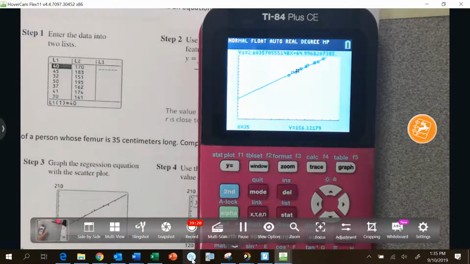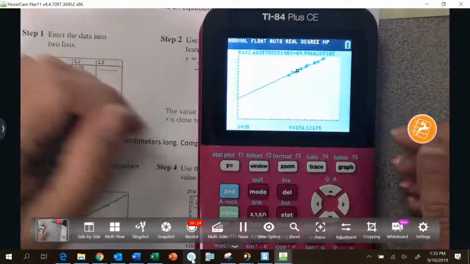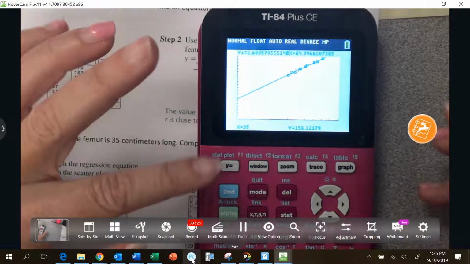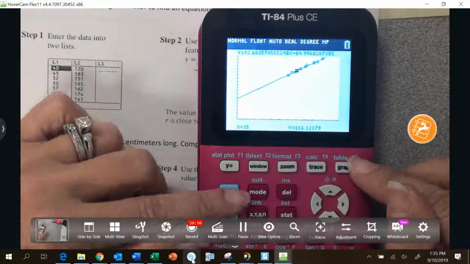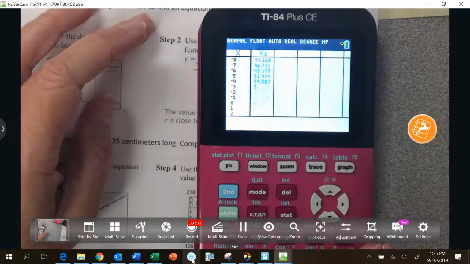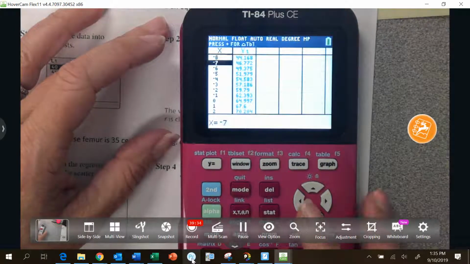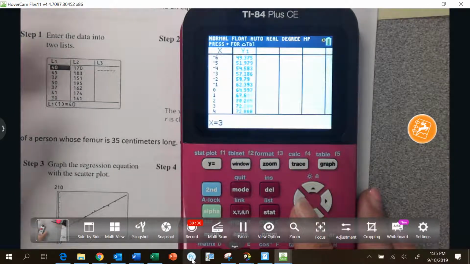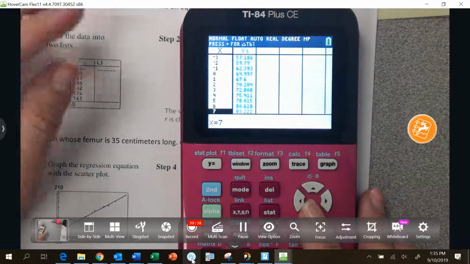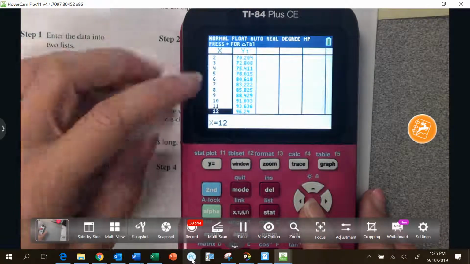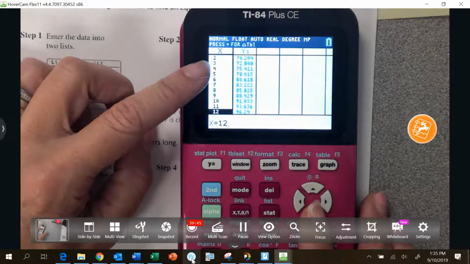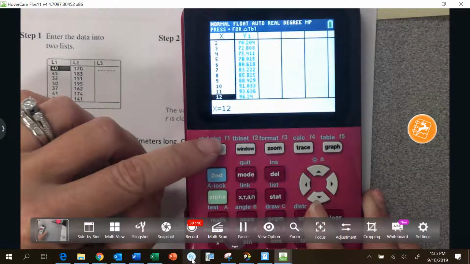That's one way. And another way, especially if you want to get multiple answers, or maybe you want to find the X value for a certain Y value, if you go to the table, second graph, you can scroll and you can jump to other numbers too. You can scroll to whatever number you want. I can go all the way to 35 if I want. Or if you just want to jump to 35, there's a button right here that says set.